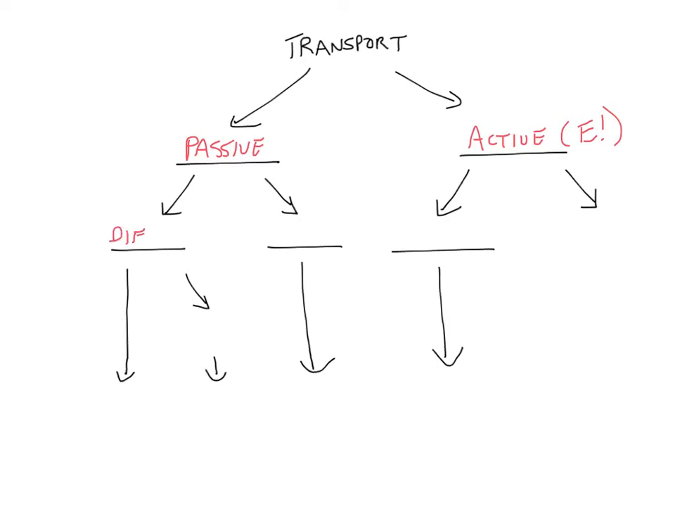So we have simple diffusion, right? Diffusion is when you're talking about real small molecules, things like oxygen or carbon dioxide. They're nonpolar. They can go right through the membrane, no problem. Now, we also know that if you're talking about water, then it's a specific type of diffusion that is called osmosis. All right? The other version of passive is also called diffusion, but it is called facilitated diffusion.